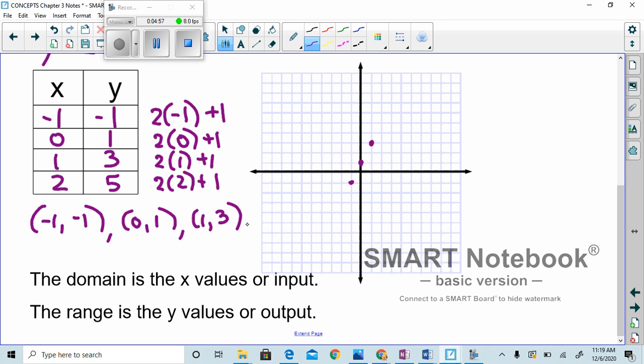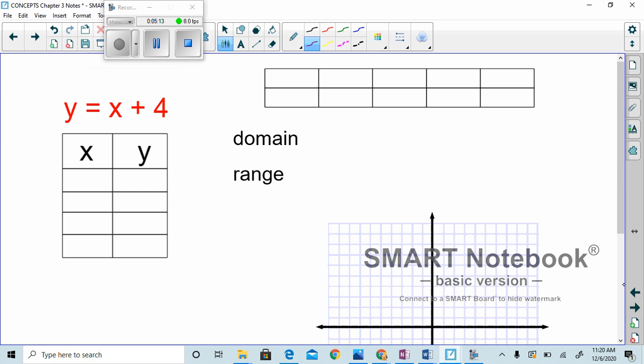And the last ordered pair that we generated was 2, 5. Over 2, and up 5. We have now a series of points that we connect, and we've now graphed this line. Let's look at a second example.